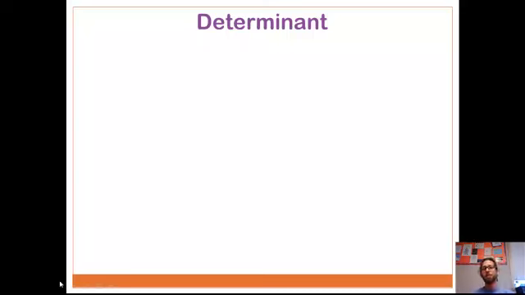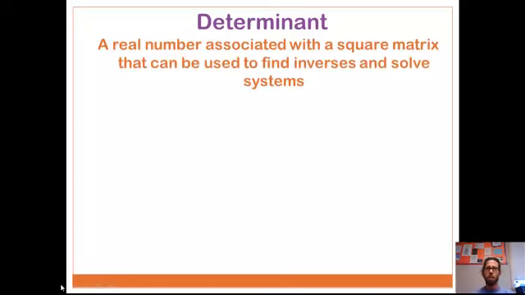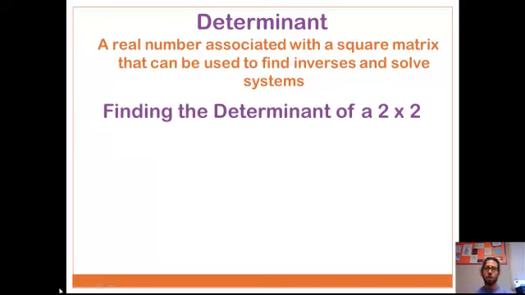So first off, what is a determinant? Well, a determinant is a real number associated with a square matrix that can be used to find inverses and solve systems. Now, once again, because of the size of the matrices we're working with, we likely won't use this for those purposes, but it's just meant to be an introduction to the actual process since it can be pretty useful. So first off, the determinant of a 2 by 2 matrix is somewhat unique, although the method that we're going to learn that works for larger matrices will work on a 2 by 2 as well.